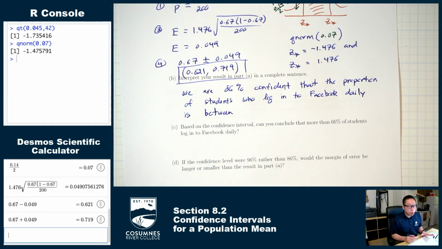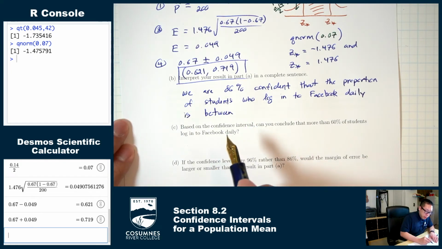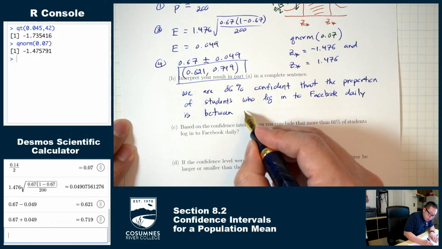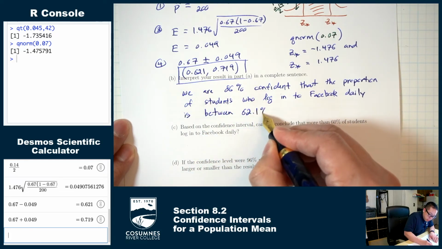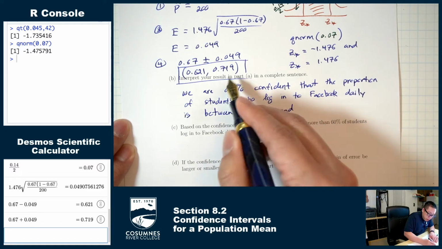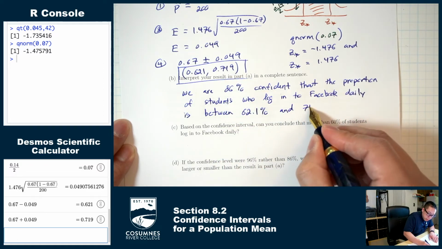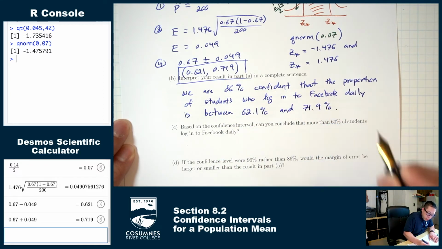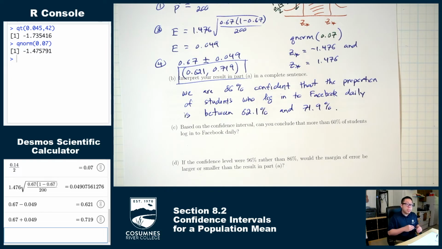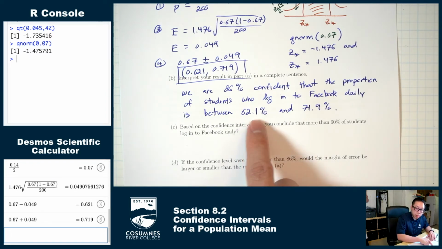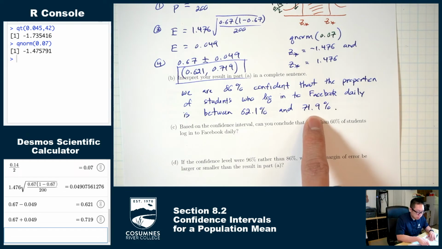Now, because these are proportions, they do represent percentages. So let's convert them to percentages. Between 62.1% and 71.9%. So even though we didn't ask every single student, we're saying here that if we were able to ask every single student, the proportion would be somewhere between 62.1% and 71.9%.